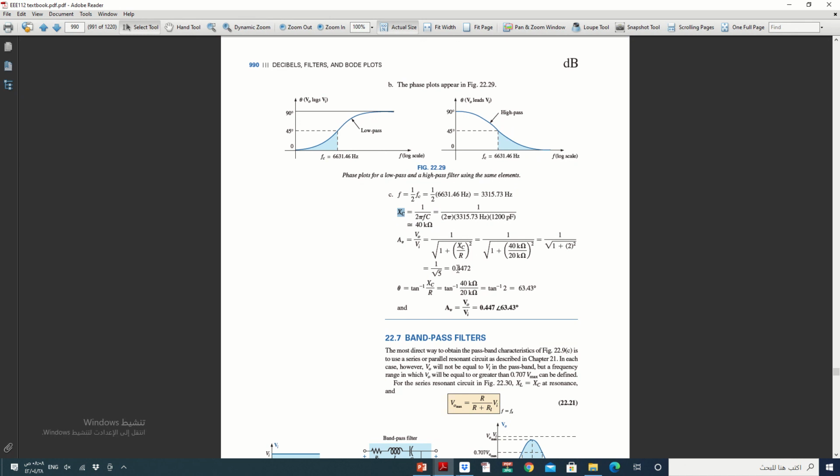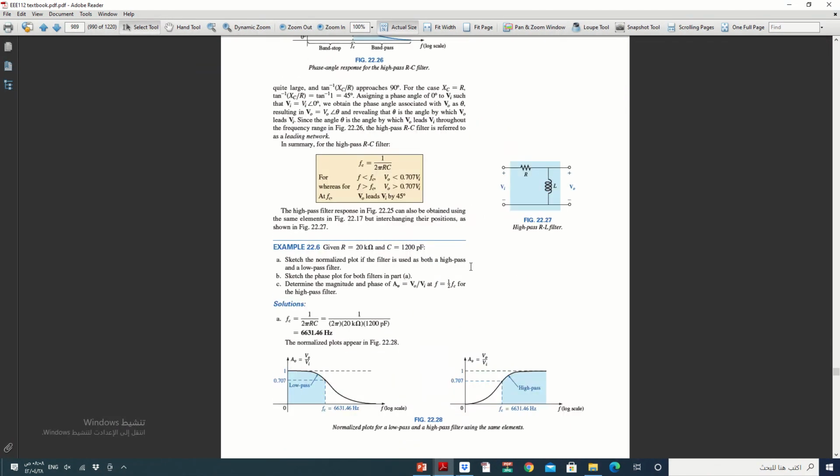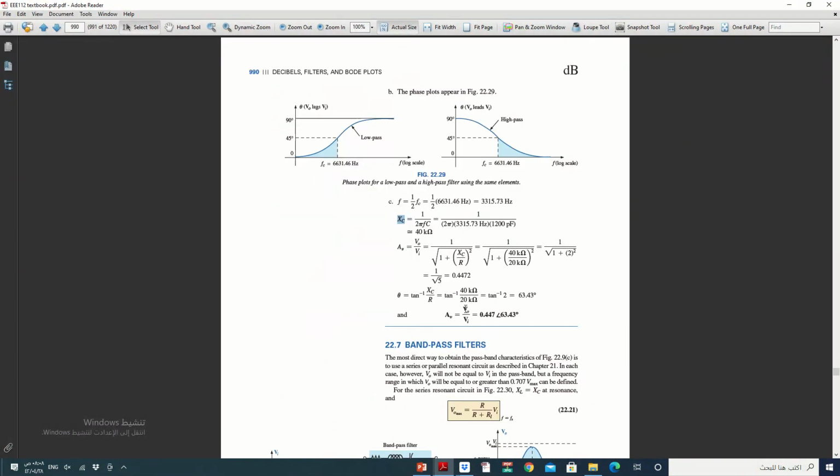It is 0.4472, a normalized value. Normalized value, because in this example the value of the input voltage is not given. It will always ask you about the normalized value. No need to get the input value if he is asking about the normalized value. I mean, no need to get the voltage value input.